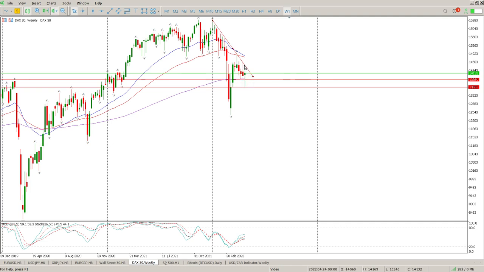pin bar with a much larger green body. That would give me a little bit more confidence that this original move was just a pullback, and now we're building for an explosive move to the upside, and that is the area that we're looking to target, which would be 14,858. But anyway, that's the weekly. We just need to pay attention to where the week closes. Let's get back down to lower time frames.